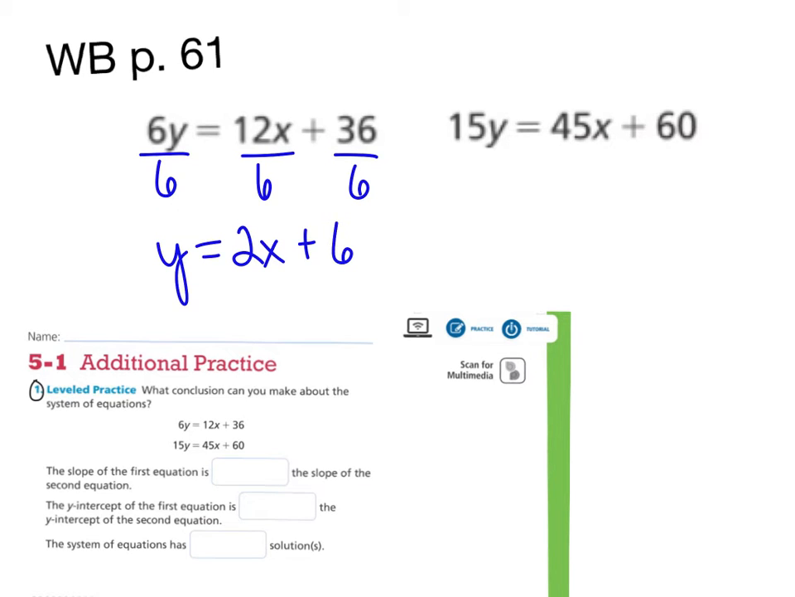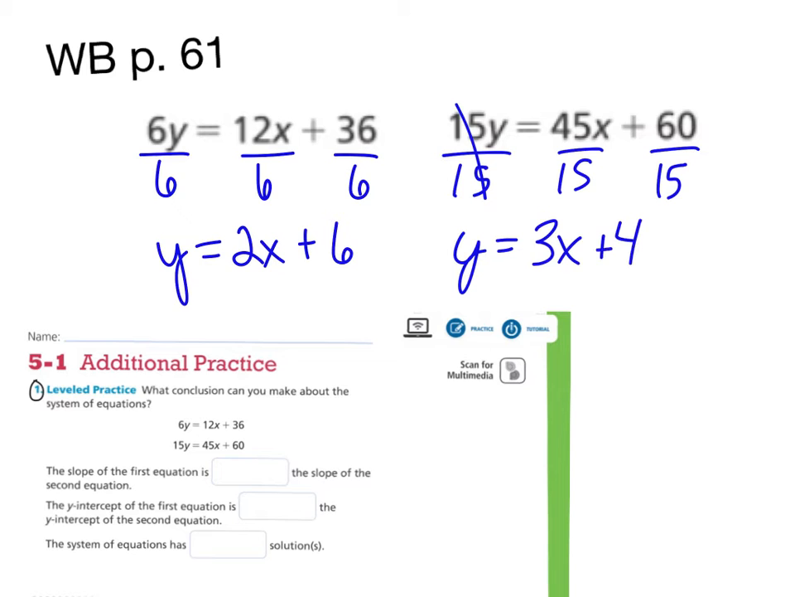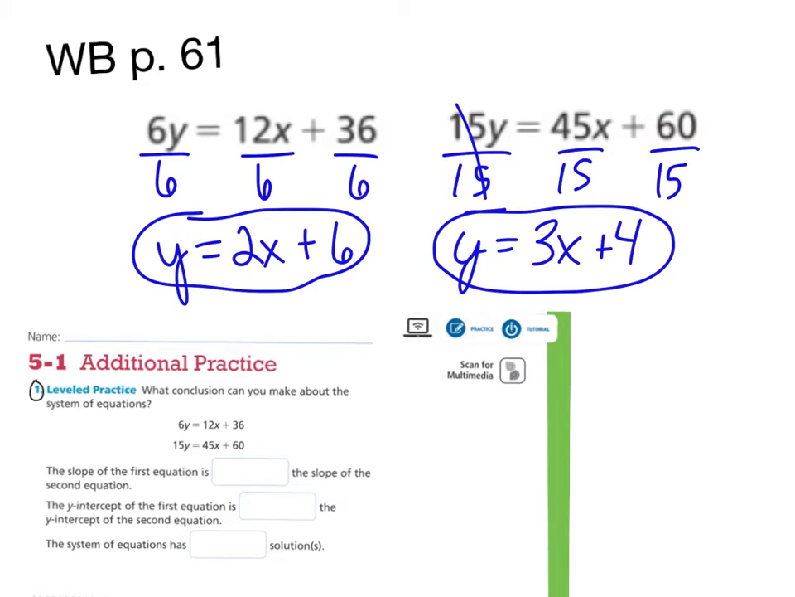On the second equation, similar idea, they're multiplying by 15. So we can divide everything by 15. And if we do that, it's going to be y equals 3x plus 4. So this is a little nicer format for us to look at, so that we can better tell what the slopes and the y-intercepts are on these graphs.